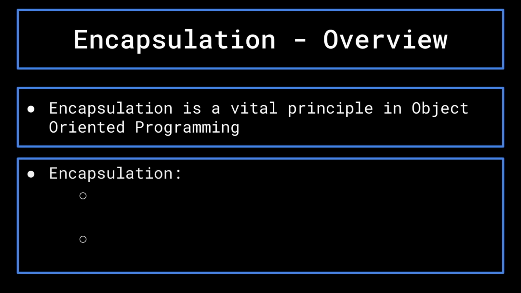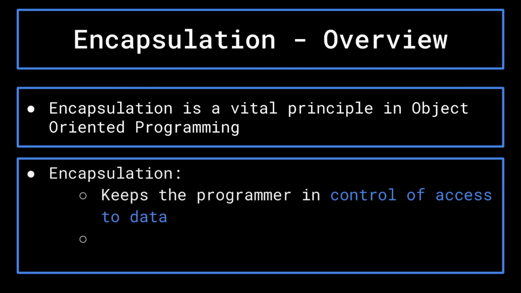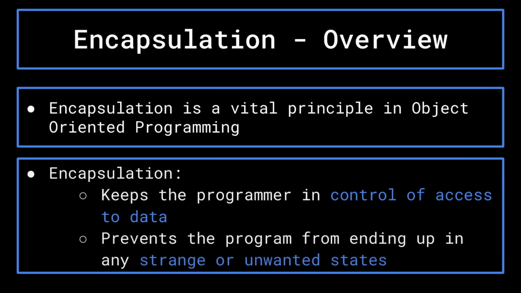Overall, encapsulation is a vital component of object-oriented programming that allows the programmer to maintain control of their data and to keep their program from ending up in any unwanted states.